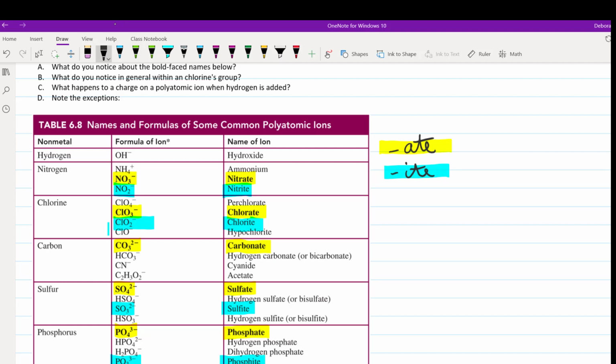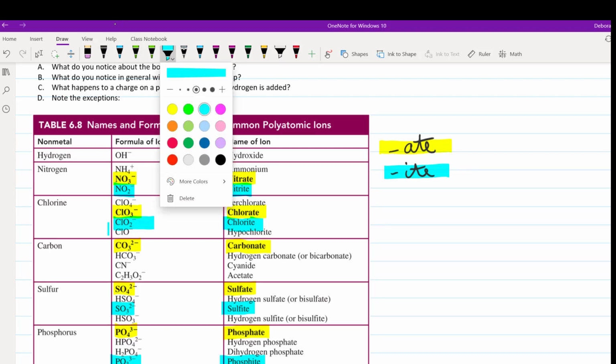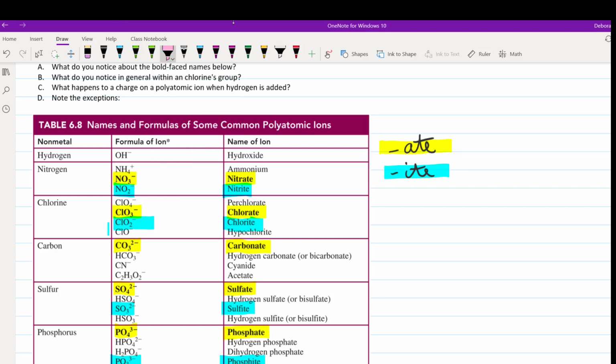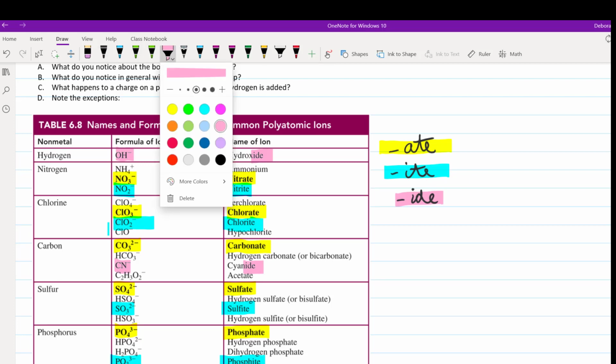There are some others that actually go beyond that, and I'll point those out in just a moment. There are some exceptions on this table, and let's do those in pink. Notice there we have a few that end in IDE. That's our cyanide and hydroxide ions. They end in IDE, so that's an exception. Most of our polyatomic ions either end in ATE or ITE. And then there's one other exception on the table, and that's our positive ion.